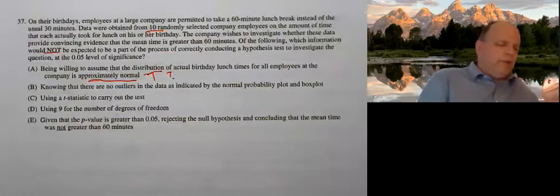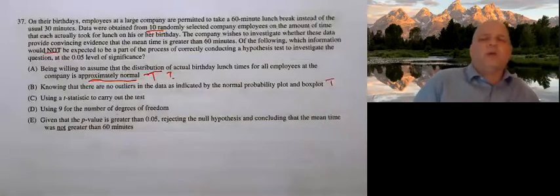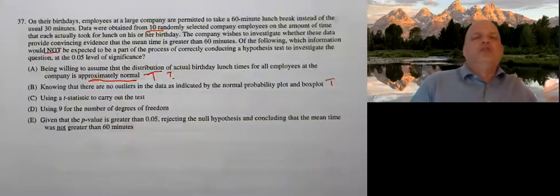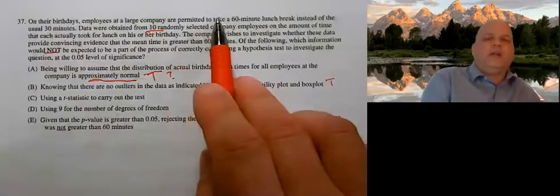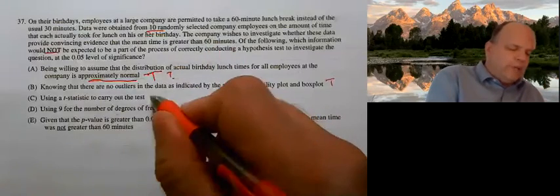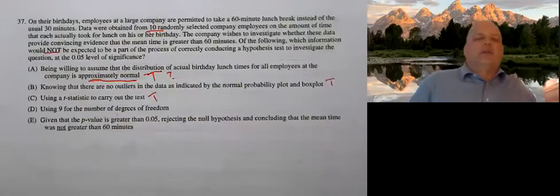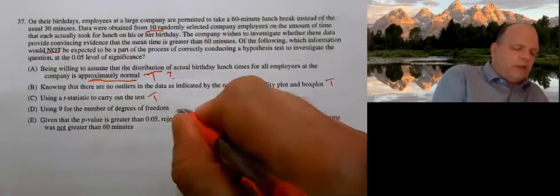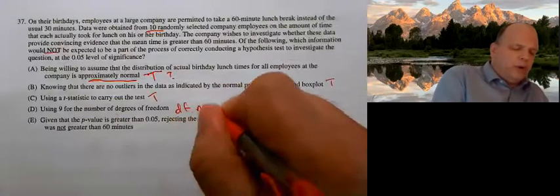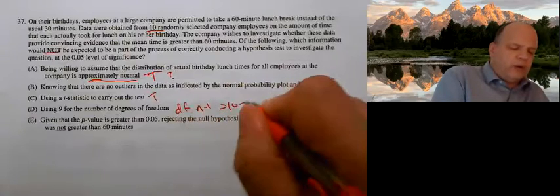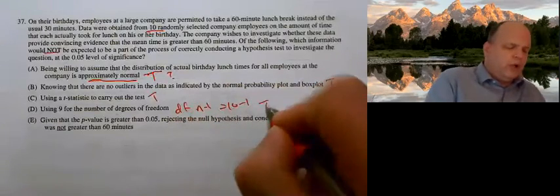Yes, you have to know that there are no outliers in the data because we're working with a small sample size. Using a t-statistic to carry out the test. Well, we're taking it from the sample, so we're definitely using a t-statistic. Using 9 for the degrees of freedom. Well, the degrees of freedom is going to be n minus 1. So in this case, 10 minus 1, so 9. So this is also true.